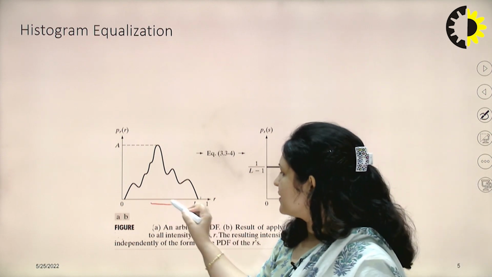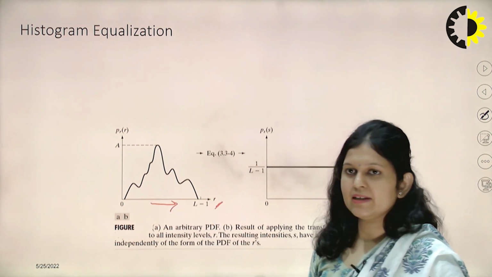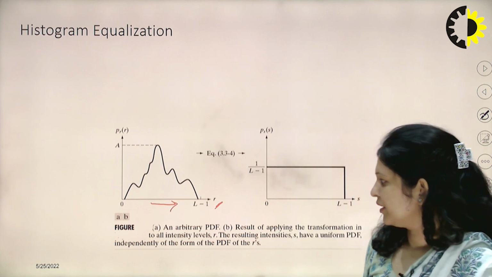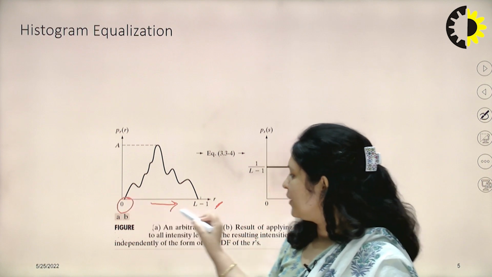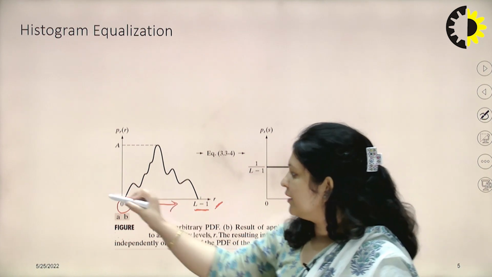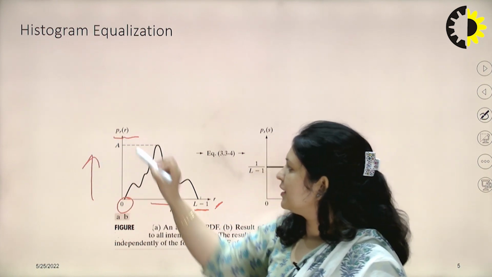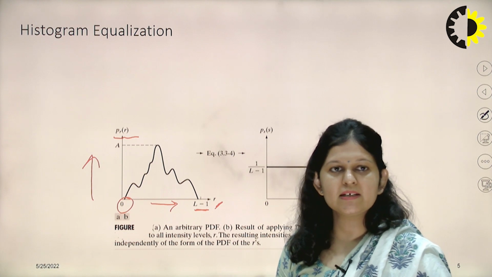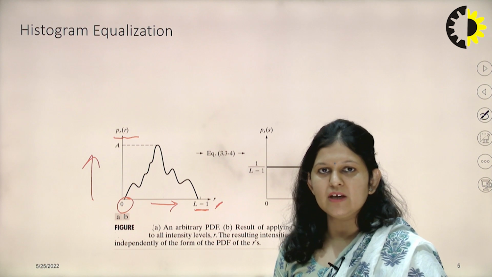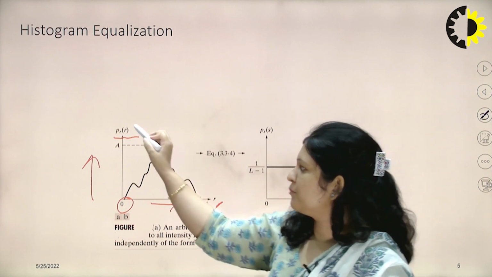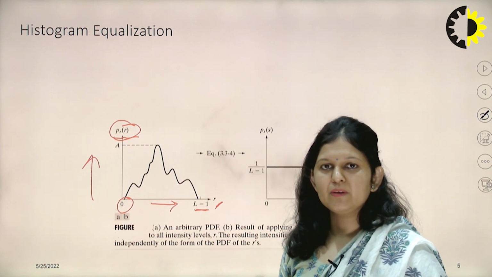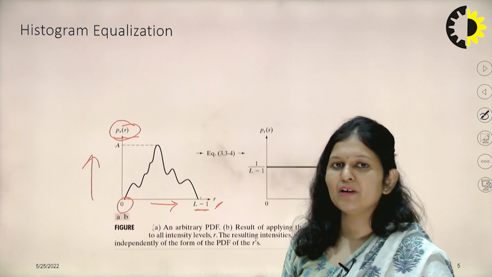So along the x-axis we have R, the input intensity, that is before the transformation or before applying histogram equalization. It takes a value from 0 to L minus 1, which is the maximum intensity value a pixel can take. Then along the y-axis we have the probability, that is, for each pixel intensity value, how many pixels are taking that particular intensity value. I told you how we can find the probability also. Probability is nothing but the number of pixels taking that particular intensity value divided by the total number of pixels.